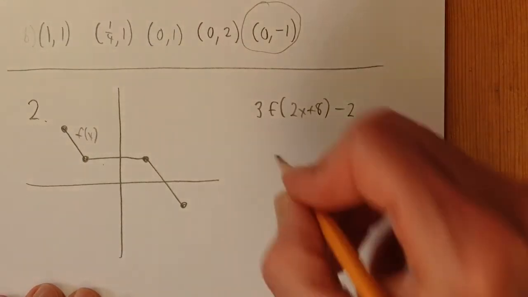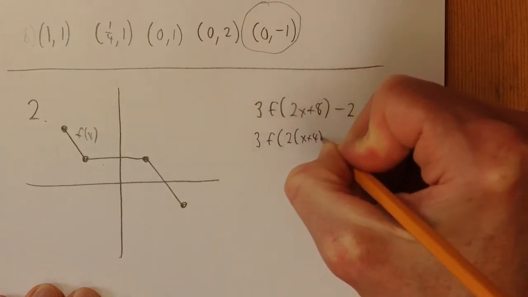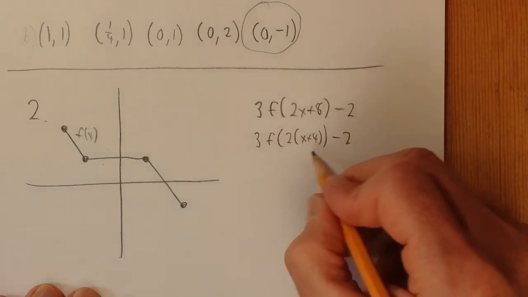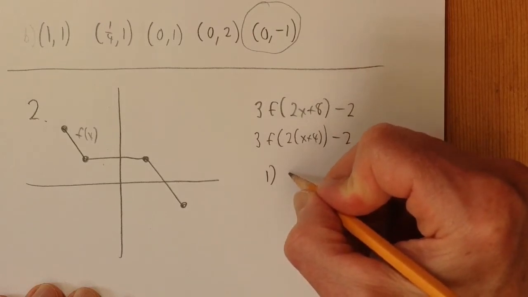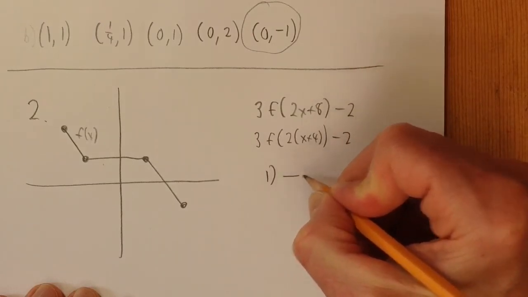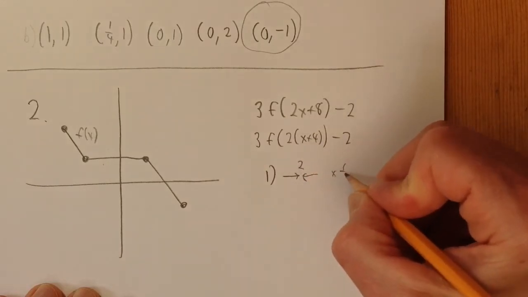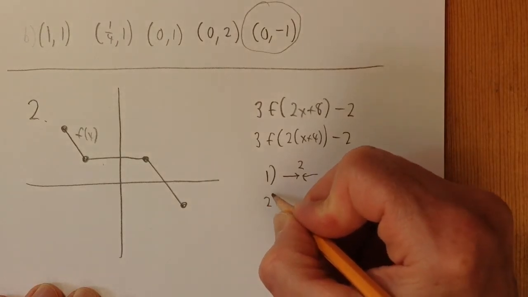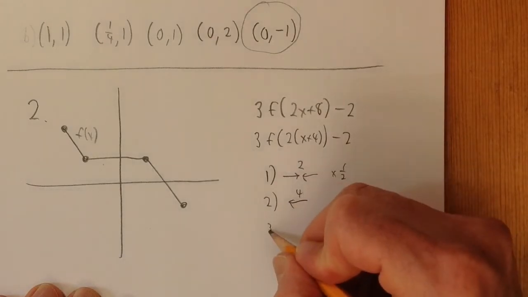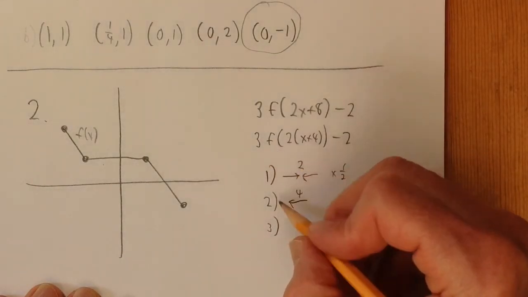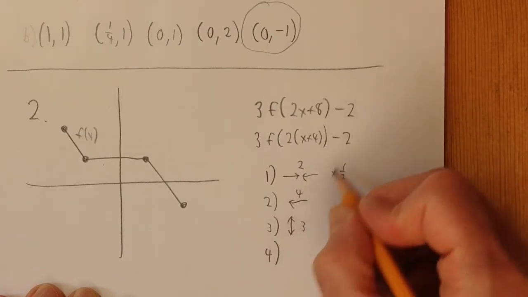Well, we do the same thing. We take out the x by itself: 2x plus 4, minus 2. 2 times x is 2x, 2 times 4 is 8, yep, that's right. First thing we do is dilate. So in the x direction, we compress it by 2, always the opposite, 2 times smaller, which means we multiply it by 1/2. Then we shift it 4 left. In the y direction, we multiply it by 3, which makes it 3 times taller. And in the y direction, we go down 2.